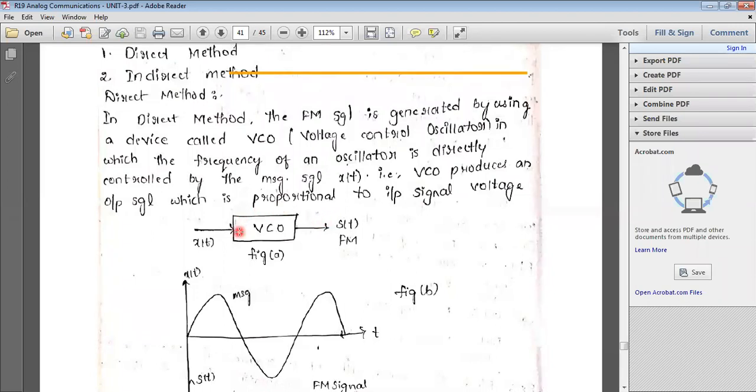So totally the VCO internally consists of a tank circuit, which is a parallel combination of inductor and capacitor. By changing those capacitor and inductor values, we change the generated signal frequency. How do we change those inductor and capacitor reactive parameters? According to this x of t. So this is the main principle used in the direct method.